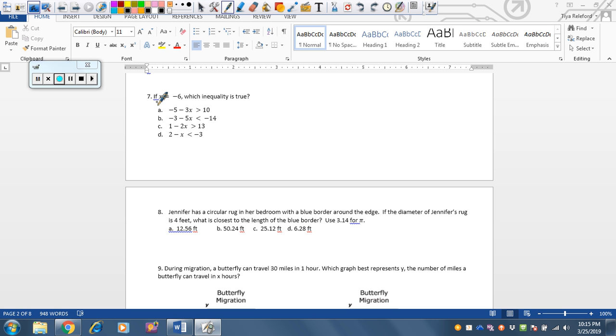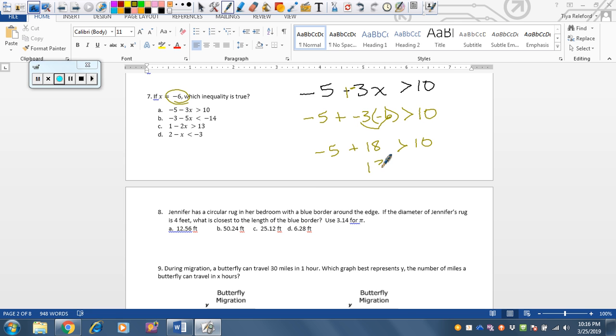Now number 7, it says x is -6. I suggest putting the -6 in for the x. So you have -5 minus 3x is greater than 10. So first of all, I would say boom, boom, and then I would replace x with -6. -3 times -6 is +18. What's -5 plus 18? 13. Is 13 greater than 10? Maybe.